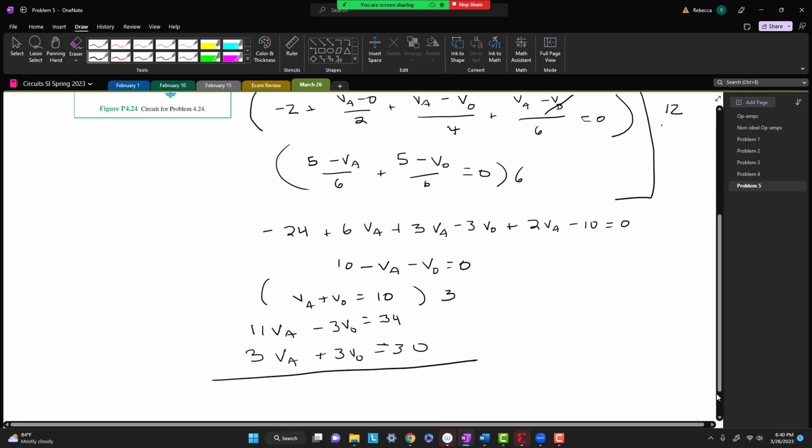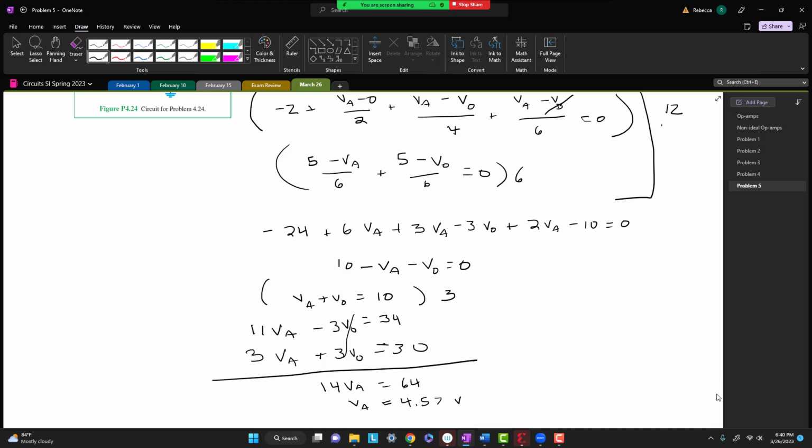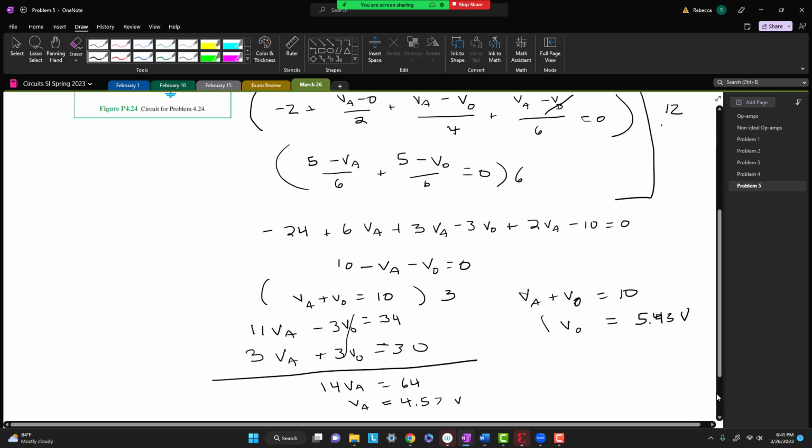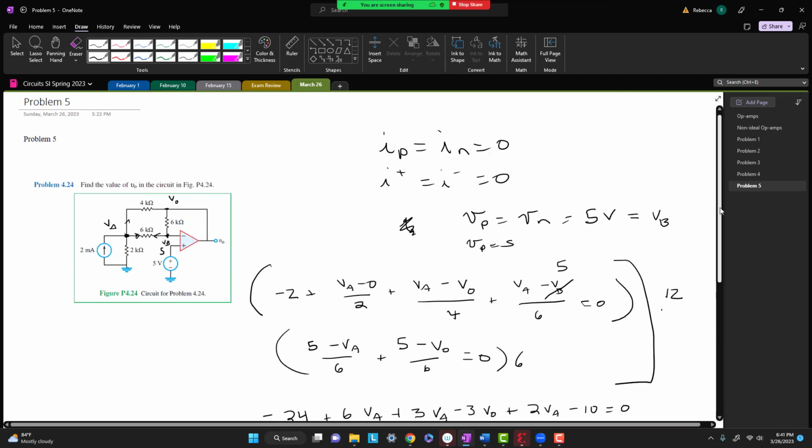I'll add the two equations together. Those cancel. 14VA equals 64, which gets me VA equals 4.57 volts. And since VA plus V out equaled 10, this gives us that VO equals 5.43 volts. And that's this question.